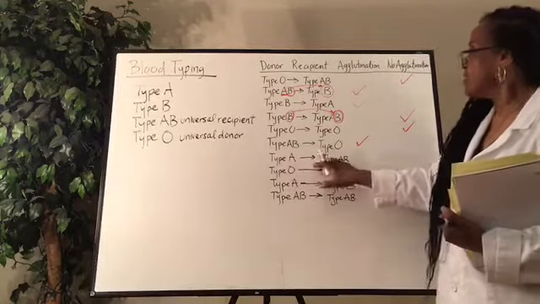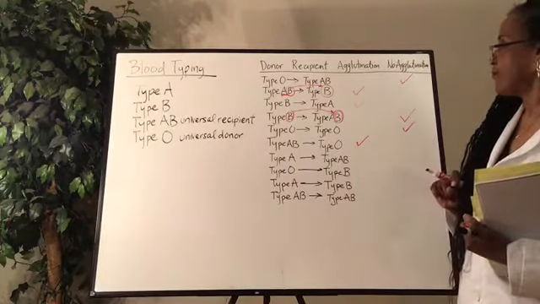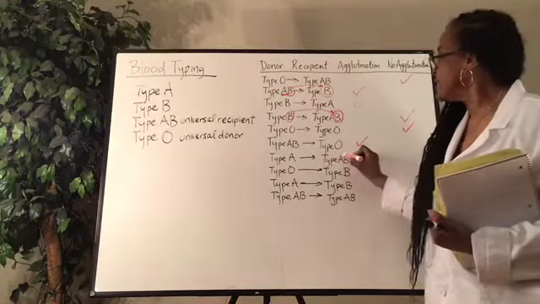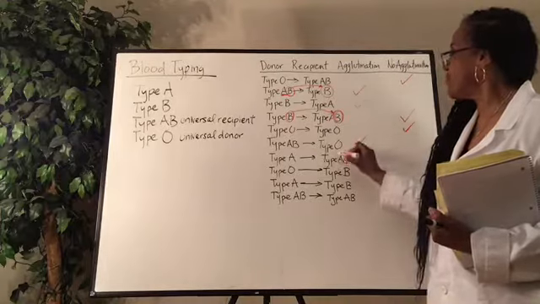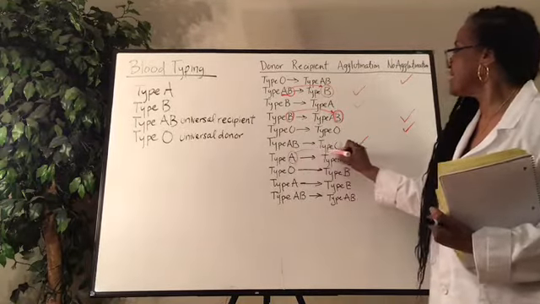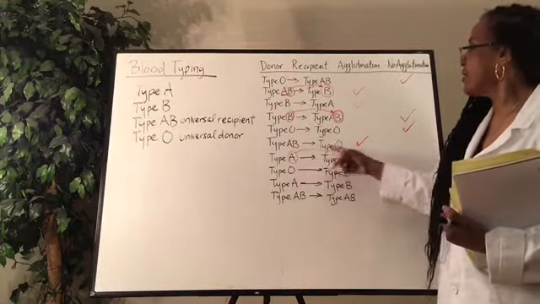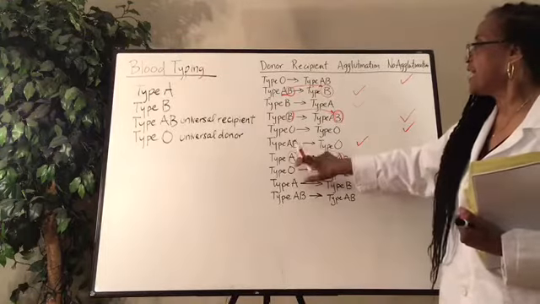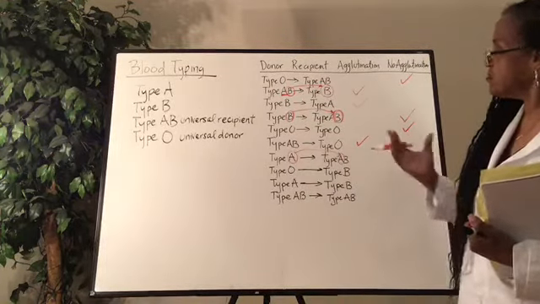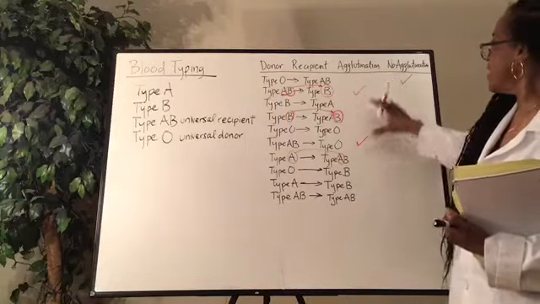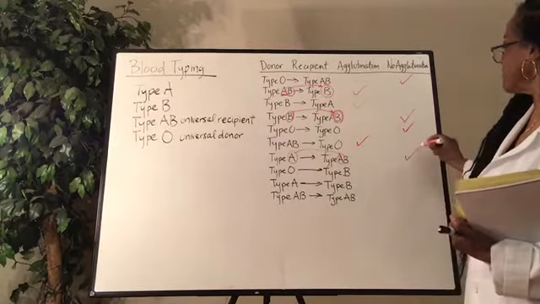Type A wants to donate to type AB. Well, let's see. This A here with the recipient recognizes this A from the donor. That A can come on over. This A isn't bringing anything else, so that's fine. So that'll be no clot.